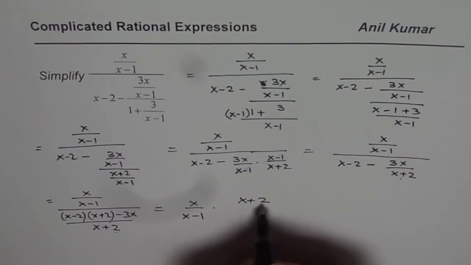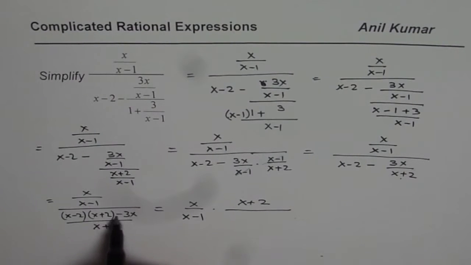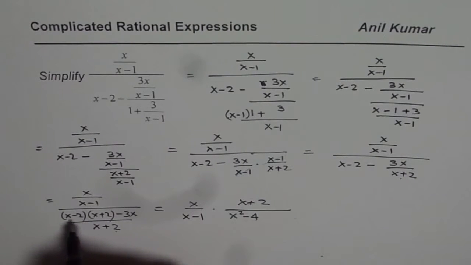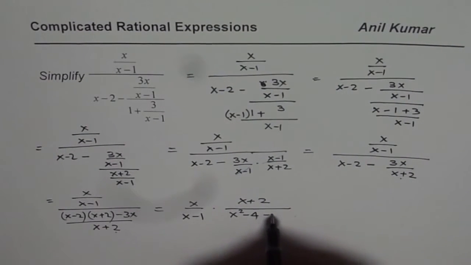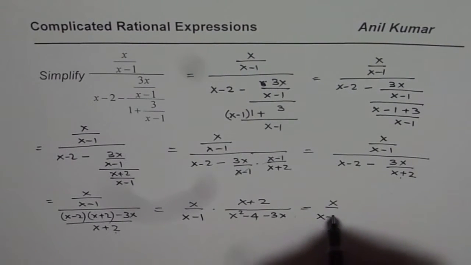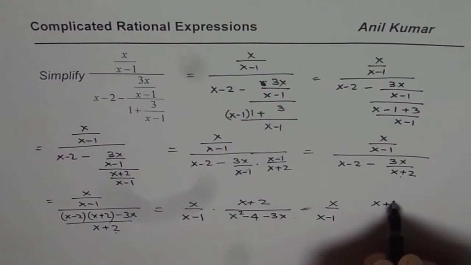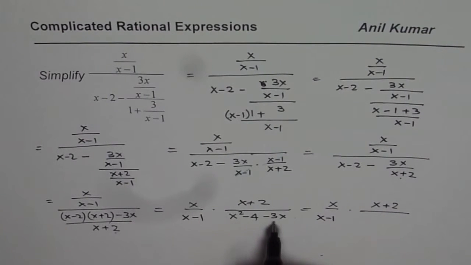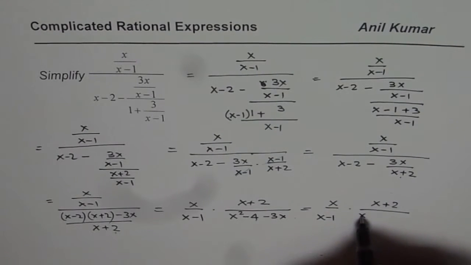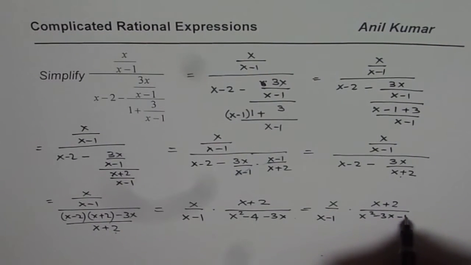x plus 2 over, now we can simplify this also. x minus 2 times x plus 2 is x square minus 4. A plus b times a minus b is a square minus b square, or you could just expand and simplify, minus 3x. So that's what we get, right? Now let us factor this denominator. We have x over x minus 1 and numerator is x plus 2 over, let me rearrange first. I'll write 3x here. So we have x square minus 3x minus 4.